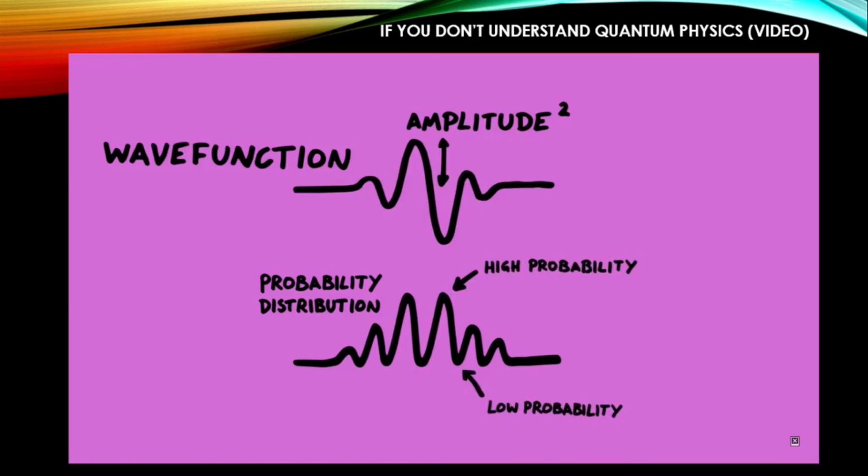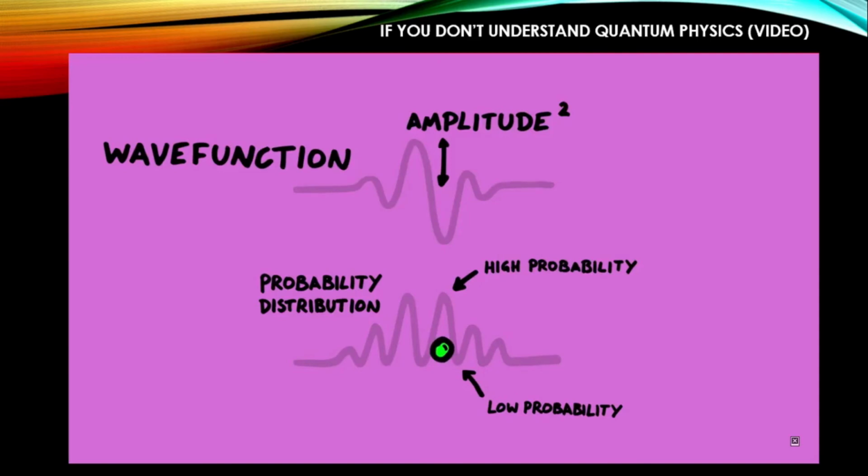And when we actually measure where the electron is, an electron particle pops up somewhere within this area. So with quantum physics, we don't know anything with infinite detail. We can only predict probabilities that things will happen.